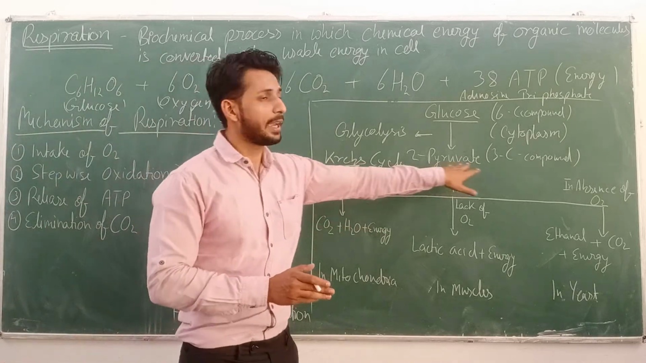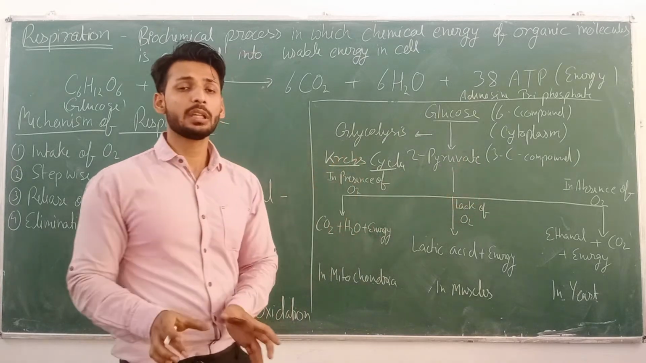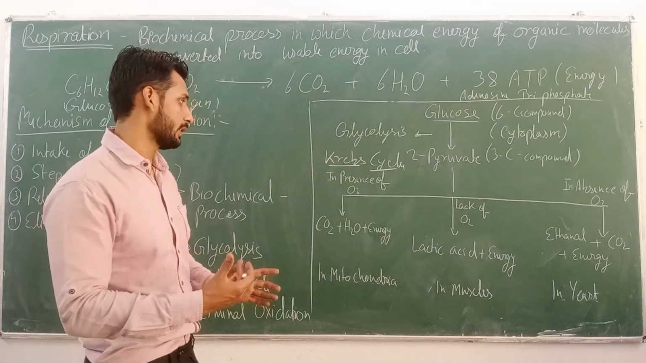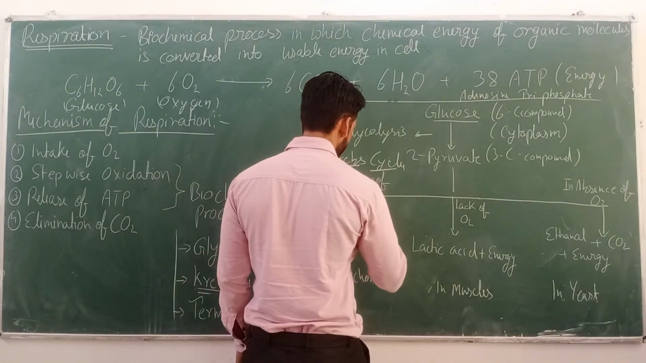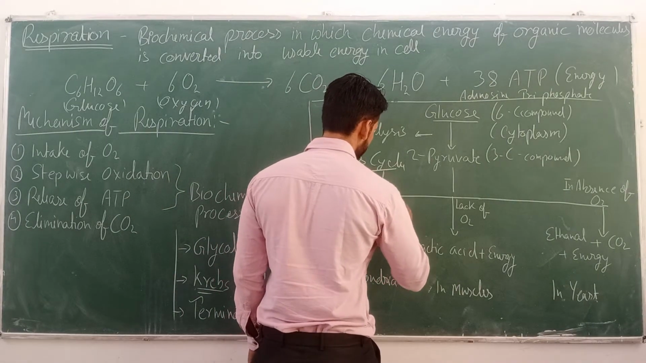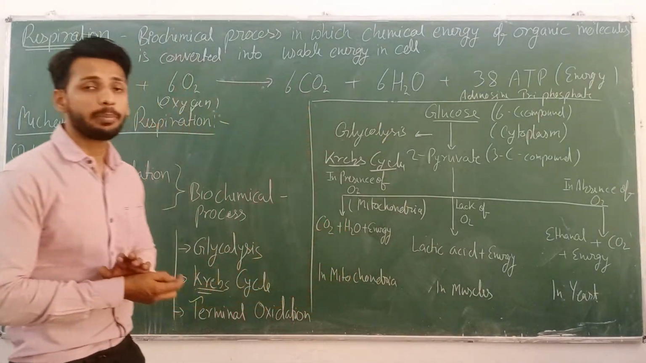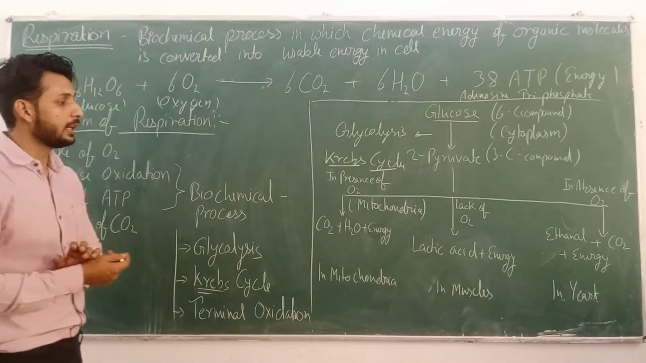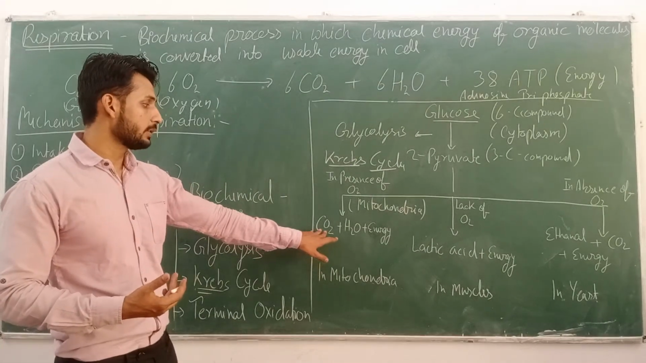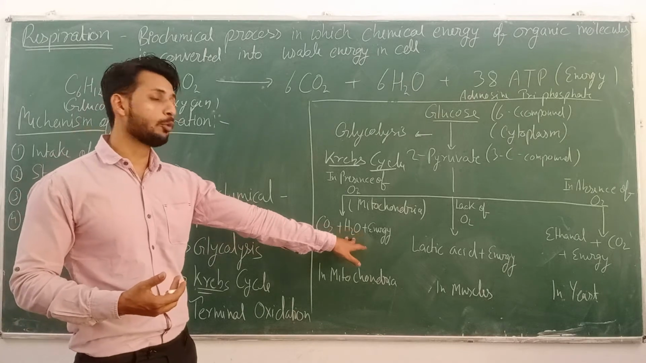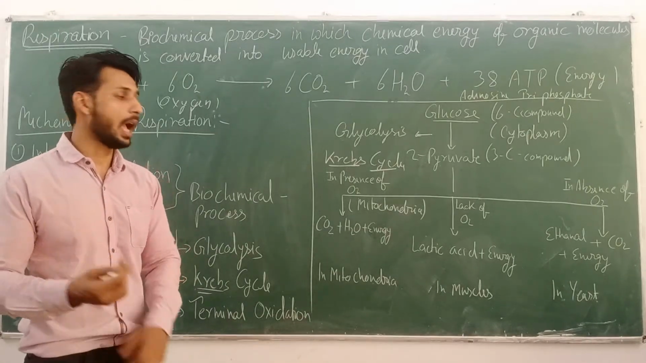Two citric acid cycles take place simultaneously from the oxidation of one mole of glucose. As I told you, two pyruvates are formed, so one pyruvate and another pyruvate. Both Krebs cycles go on simultaneously. So the Krebs cycle takes place in the mitochondria, and here complete oxidation of glucose takes place, and 6 moles of carbon dioxide, 6 moles of water, and energy, 38 ATP, are produced.